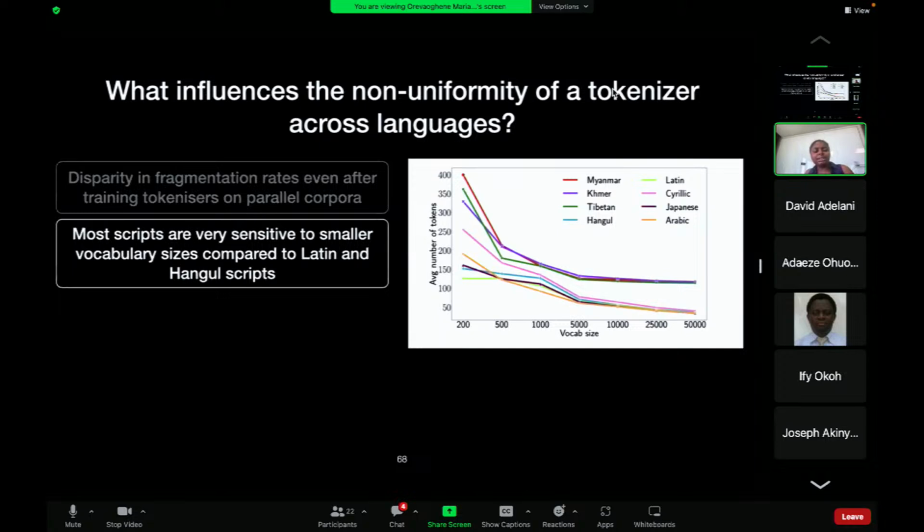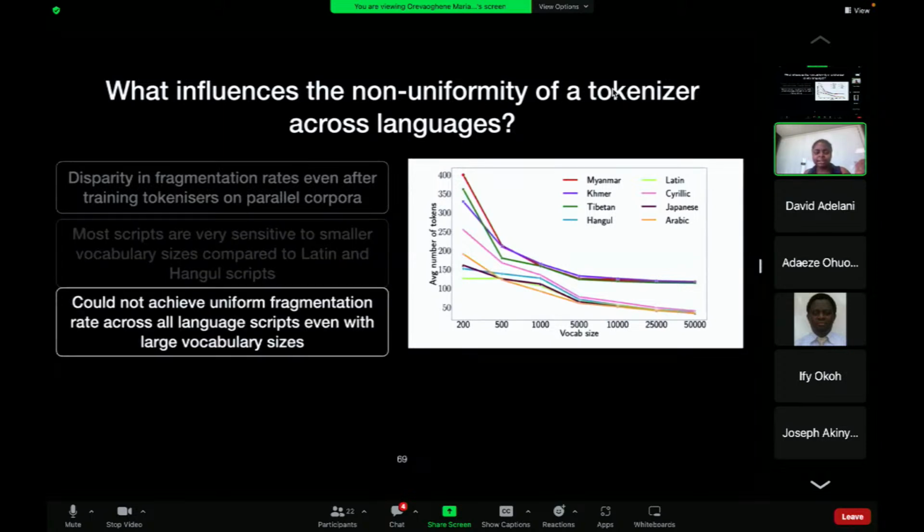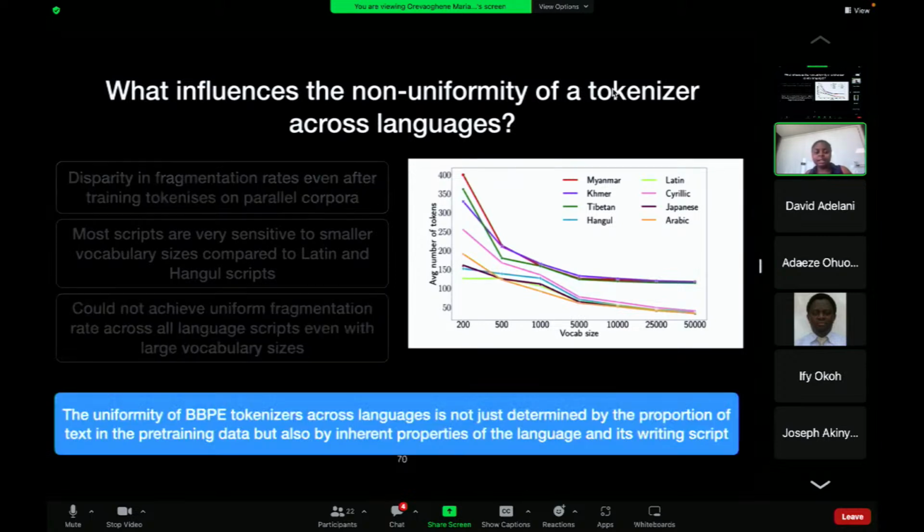We also see that a lot of scripts are very sensitive to smaller vocabulary sizes, compared to Latin and Hangul scripts. So it means that even Latin scripts can still do well with very small vocabulary sizes. But these other scripts still have high fragmentation rates until there's a plateau when you increase the vocabulary size. So as much as we tried, we could still not achieve a uniform fragmentation rate across all language scripts, even with large vocabulary sizes, and even with parallel data.